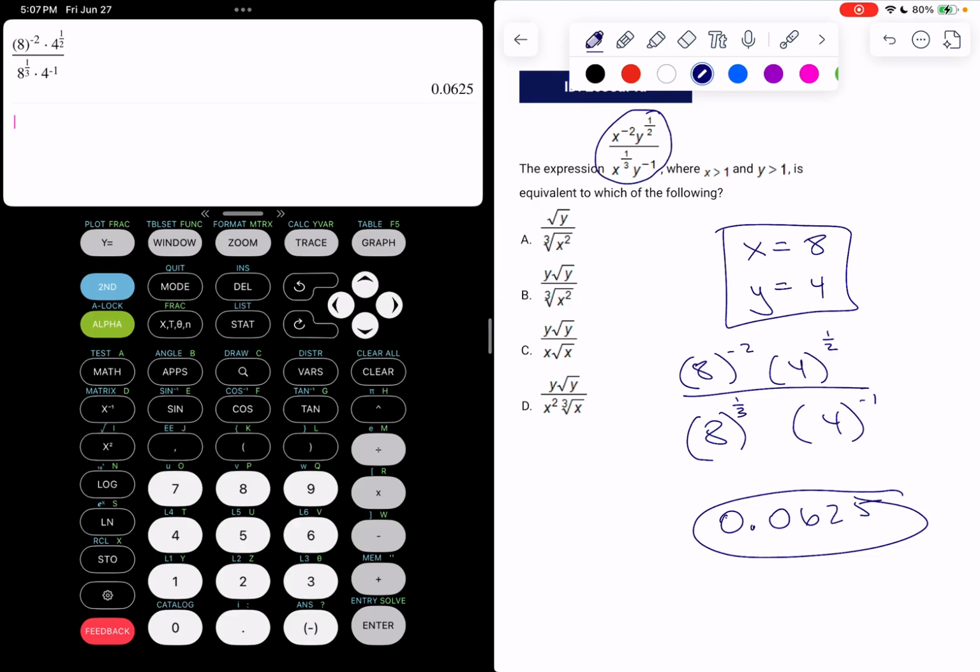So let me put my box and my circle, and I say in goes the box, out comes the circle. So let's try answer choice A. I'm going to grab my little fraction bar. That's the square root. Where's my square root button on here? Why am I missing that?